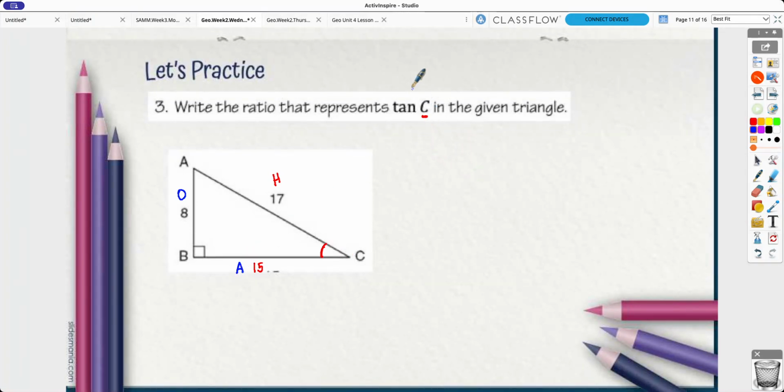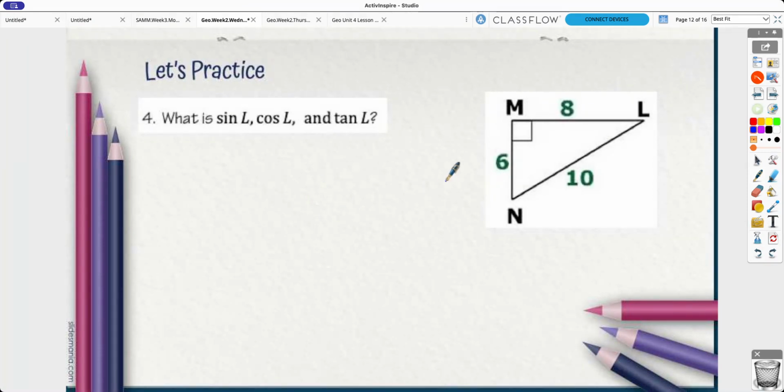Okay, so tangent C, for tangent, we use TOA, meaning we use the opposite and the adjacent side. So tangent C is equal to the opposite side, which is 8, over the adjacent side, which is 15. Keep working.